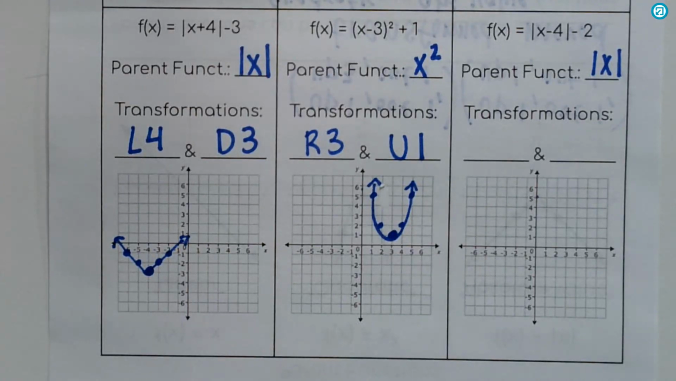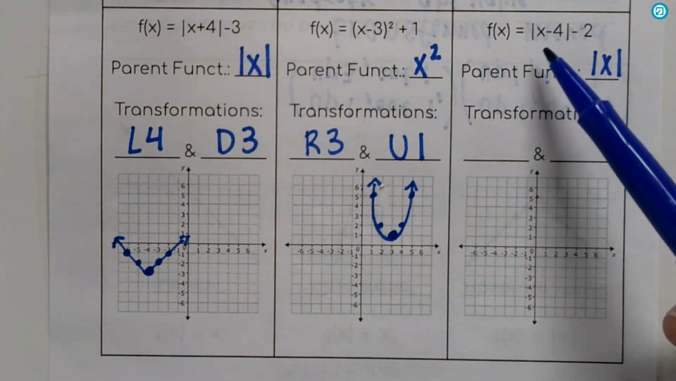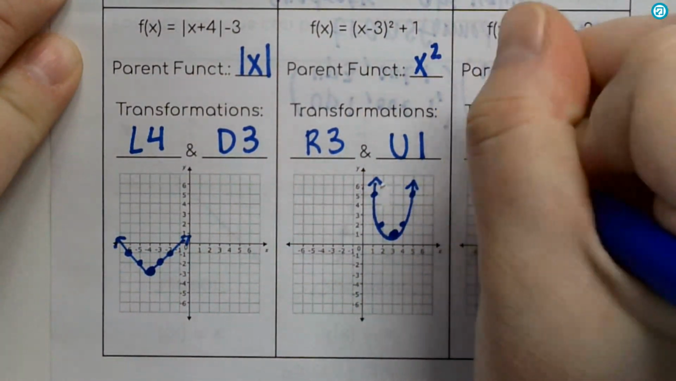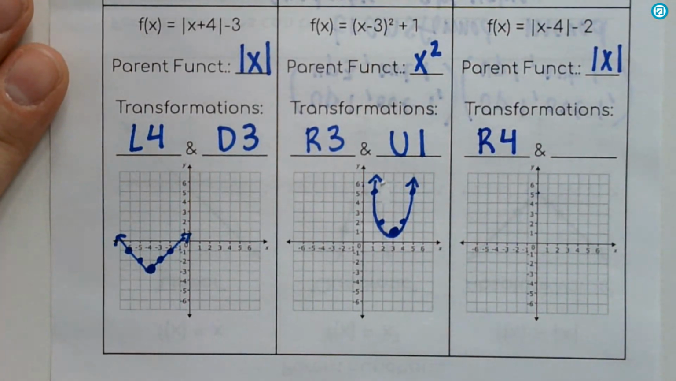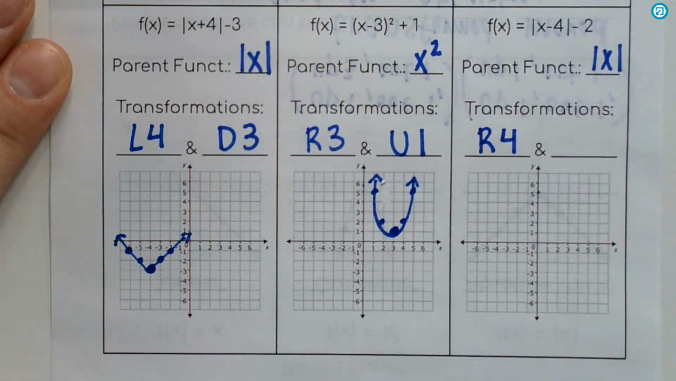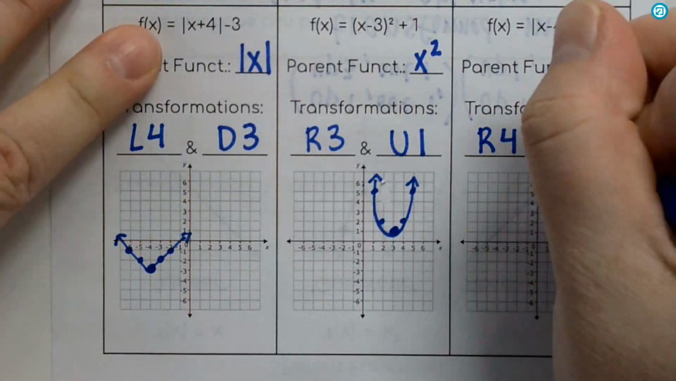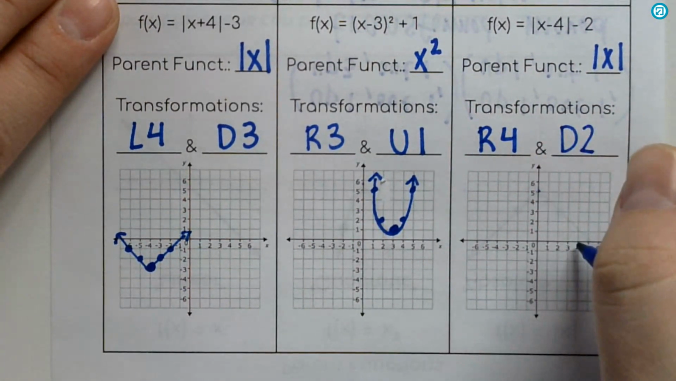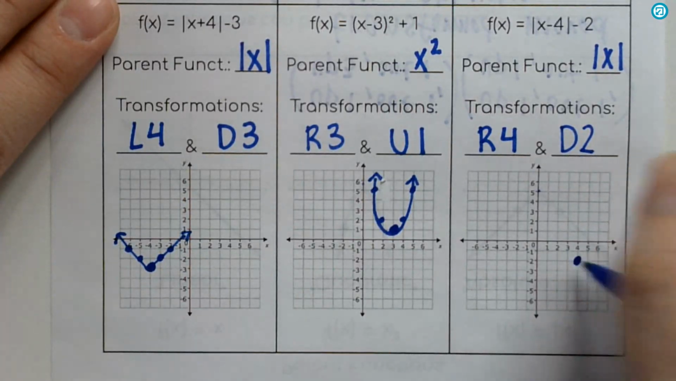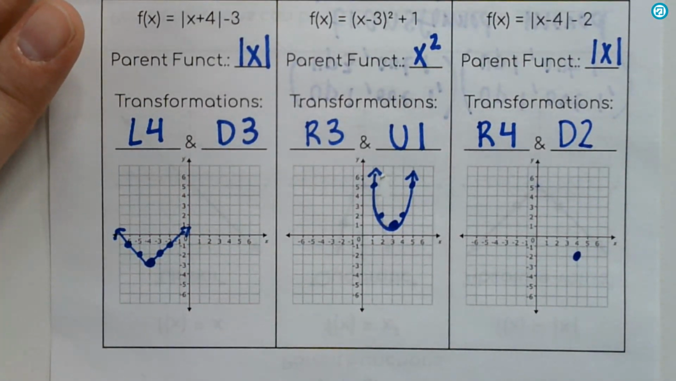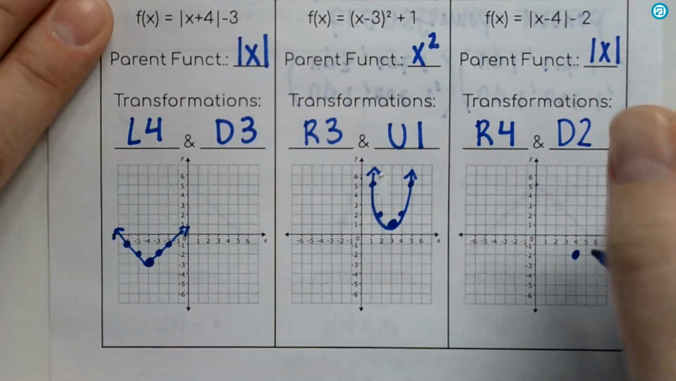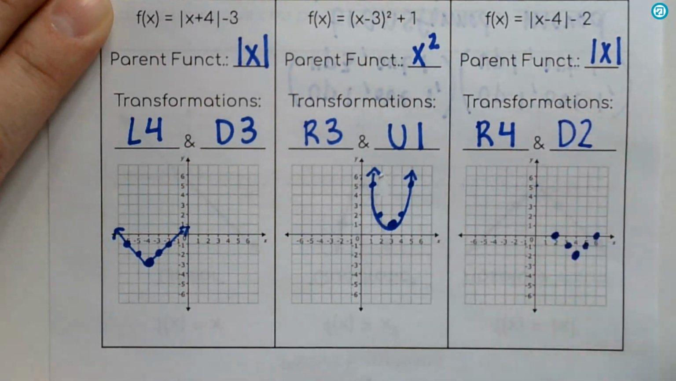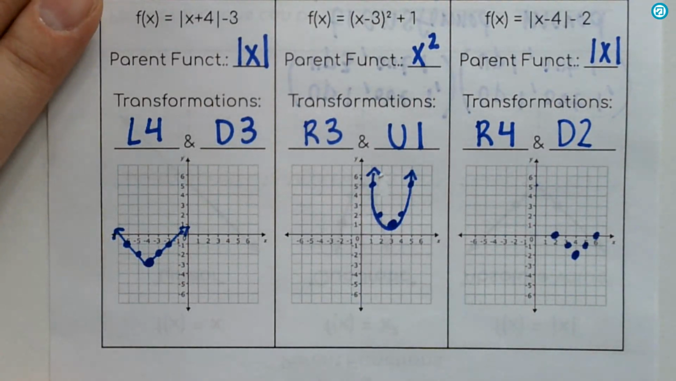Hey, which transformation did you guys do first? What did that -4 tell you to do? Right 4. Awesome. I agree. So subtracting inside moves me to right. Then what did this -2 tell me to do? Down 2. So outside subtracting tells me to go down. So I would go right 4, down 2, put a dot, and then I can make my graph from there. So I'm going to go up 1, out 1 on each side 2 times, because it's that V-shaped absolute value of x.